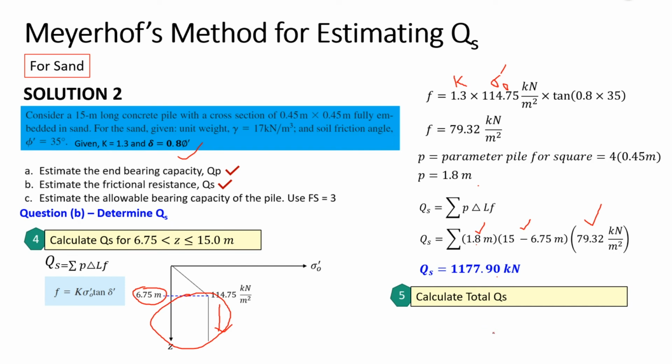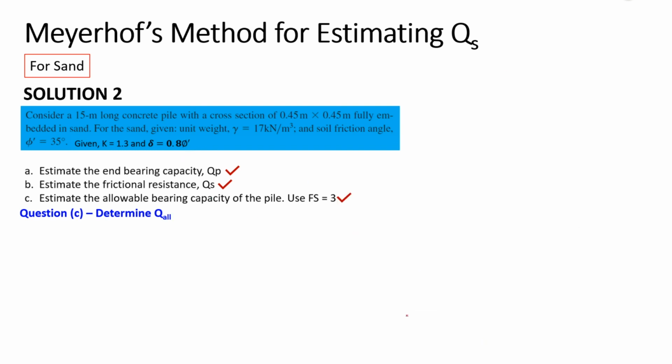And then at the end, you will need to calculate the total QS. The total QS is from the first section and also this section. So 481.87 plus 177.90, so you will have 1660 kilonewton. So we complete the frictional resistance QS.